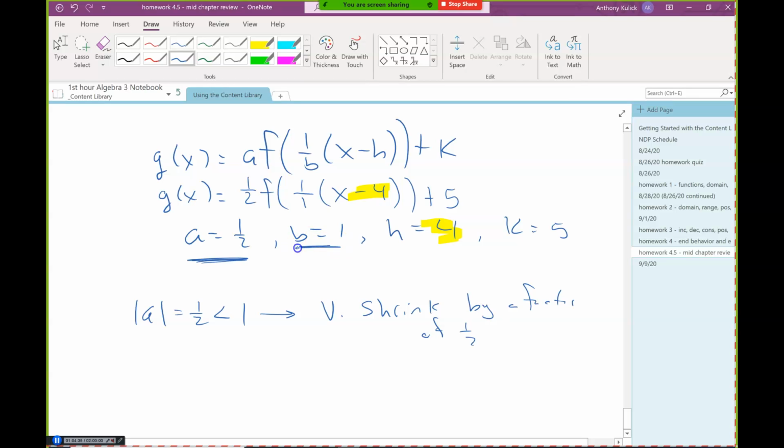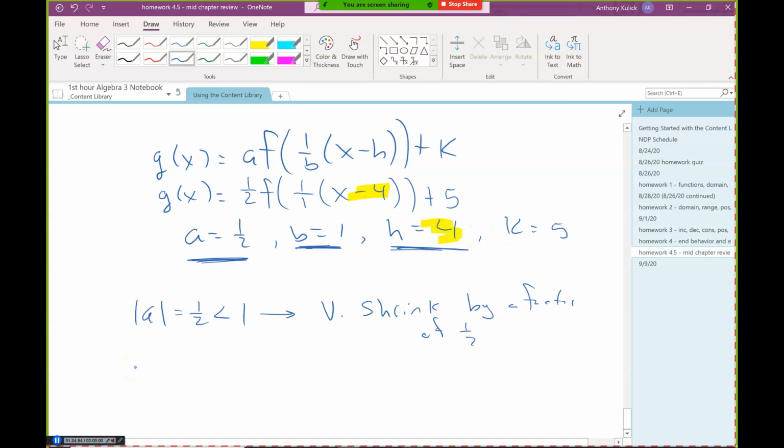The B, now, does this cause a reflection? No, because it's positive. Is it going to cause a dilation? No, because its magnitude is 1. So that didn't do anything at all. Now let's go to the H.